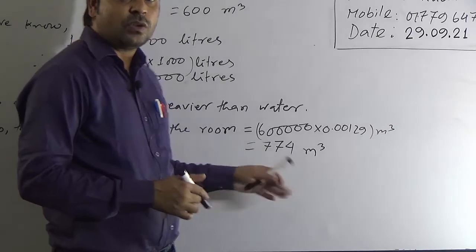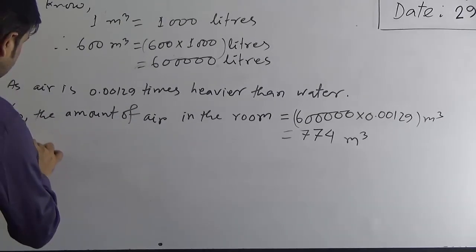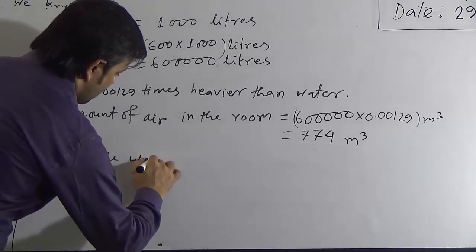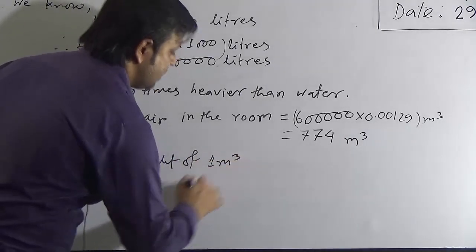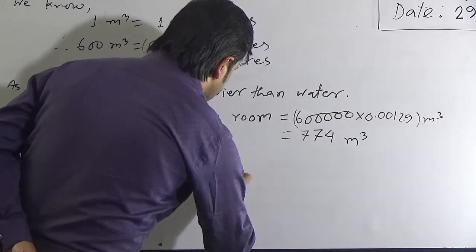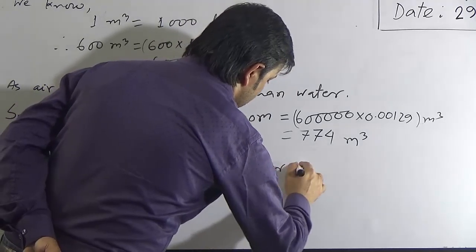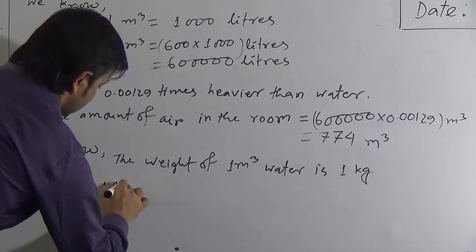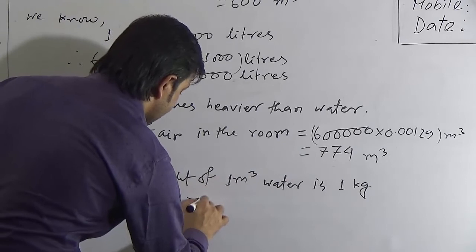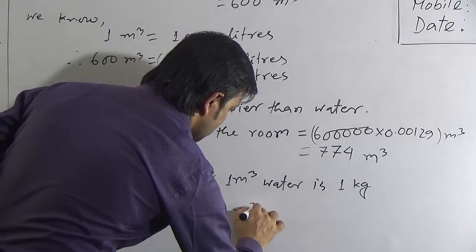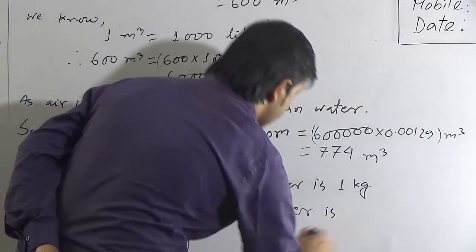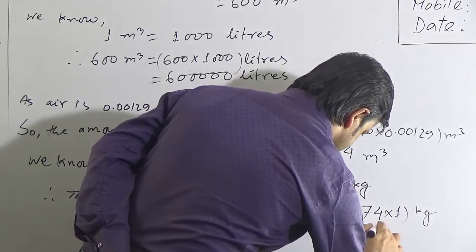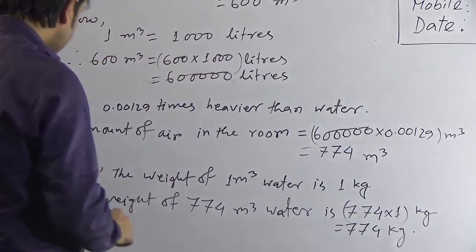Now we can convert this into kg. How can we convert? We know the weight of 1 cubic meter of water is 1 kg. Therefore, the weight of 774 cubic meter water is 774 multiplied by 1 kg. That will be equal to 774 kg. This is our required answer for question C.